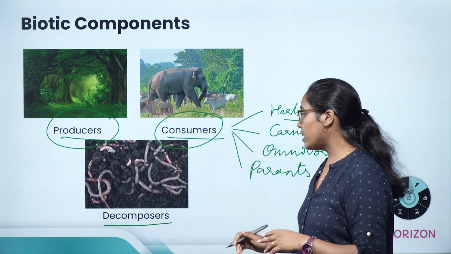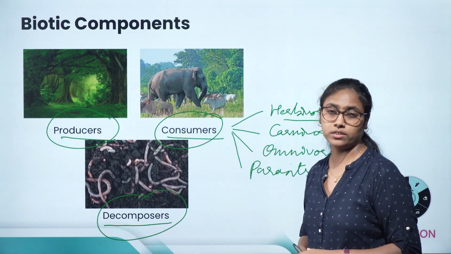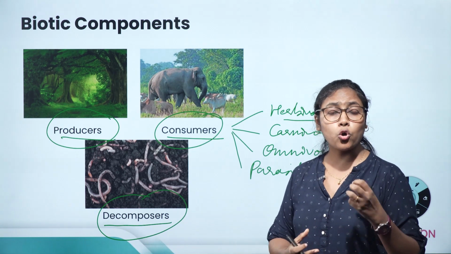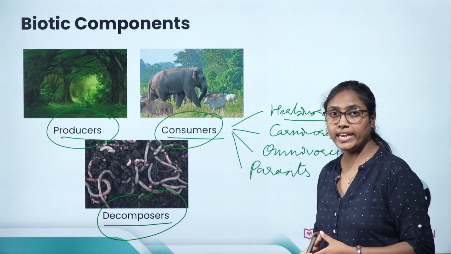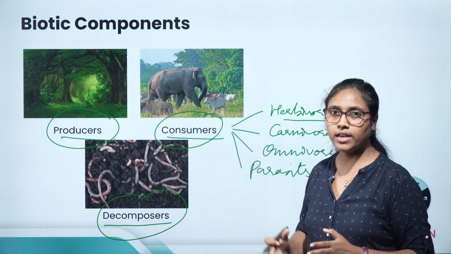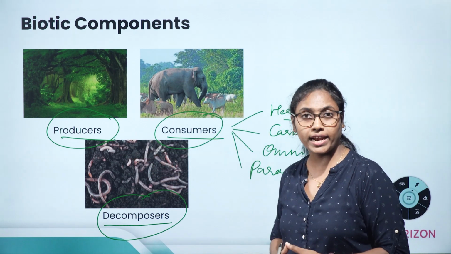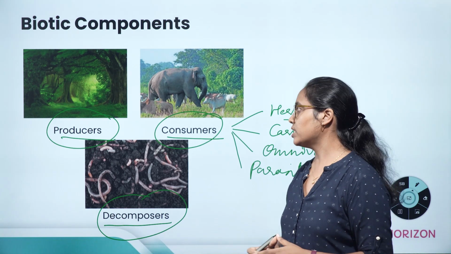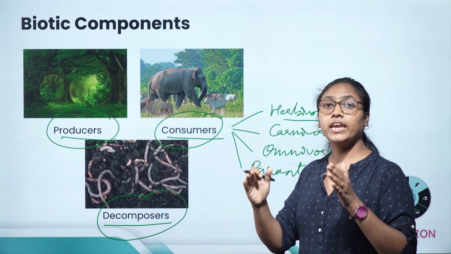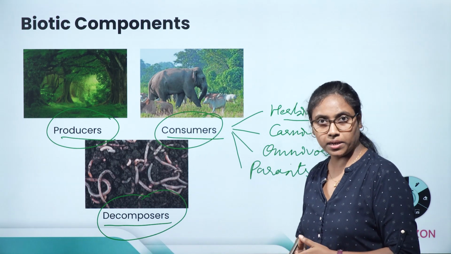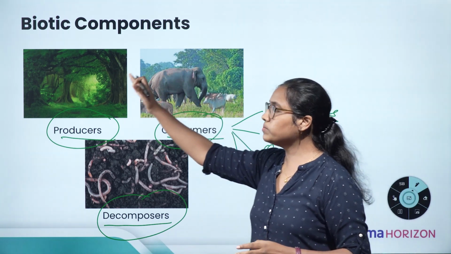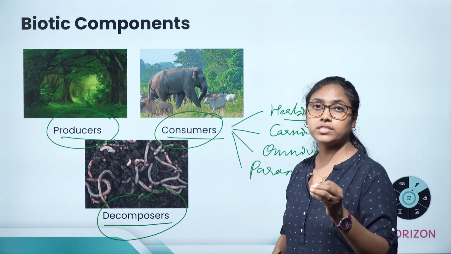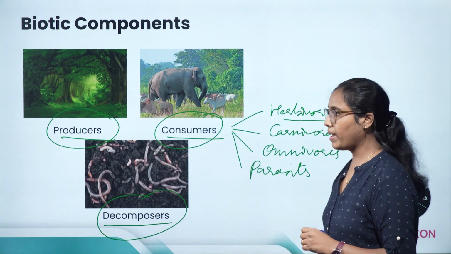And the last biotic component is the decomposer. Decomposers are usually found in our environment, very commonly in the soil. They feed on the remains of producers and consumers, on organic matter, and they convert it into inorganic matter. So, producers take in inorganic matter and convert it into organic matter. Consumers consume the organic matter produced by the producers, and decomposers decompose the organic matter into inorganic matter.